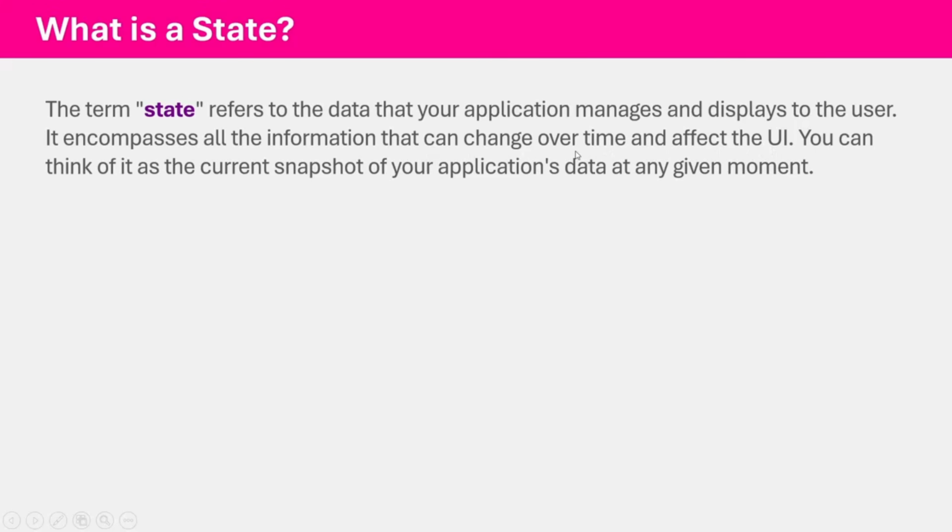So for example, the counter state. The counter state stores the information of the current counter value, and the value of the counter state can change over time. And whenever its value changes, we want to render the new value in the UI. So it can affect the UI. And we can think of a state as the current snapshot of the application data at any given moment, and its value can change the next moment. So I hope this statement is now clear.